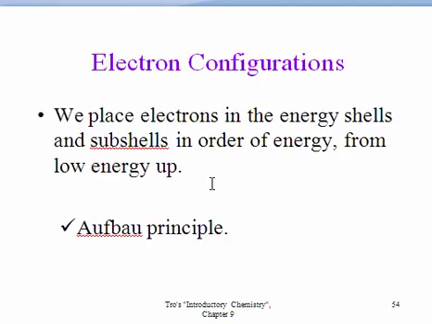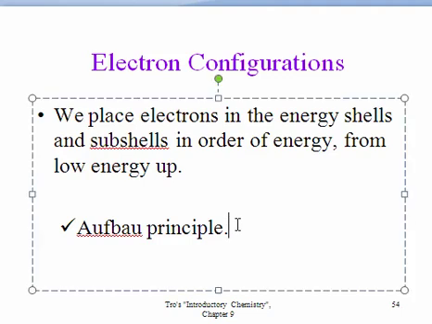When we write electron configurations, we place electrons in the correct energy level and the subshells, and we do that by placing electrons in the lowest energy shells and subshells first. This is what's known as the Aufbau principle. Electrons want to be as stable as they can be, so they want to be in the lowest energy orbitals that they can be first.